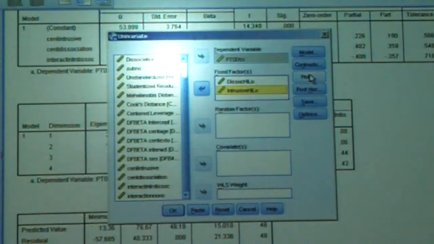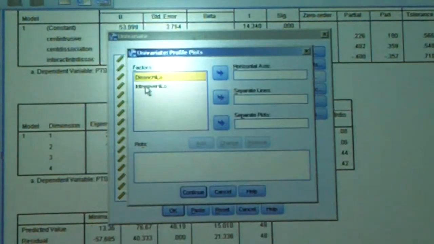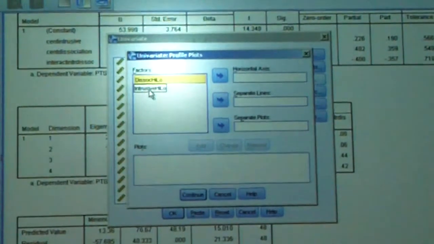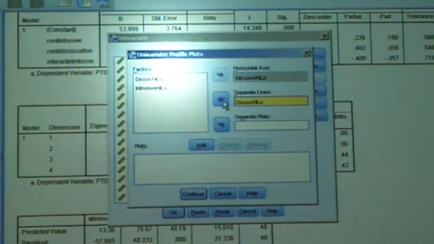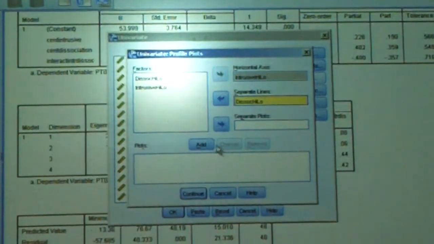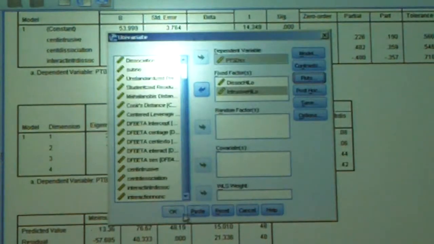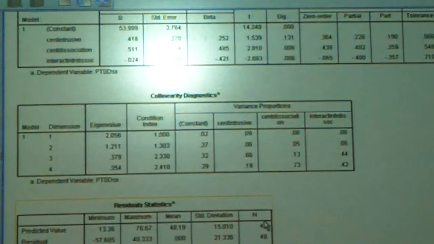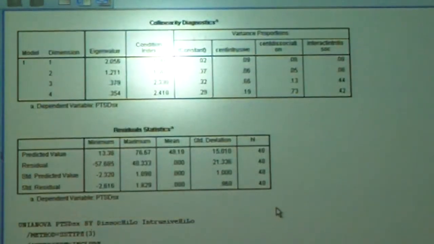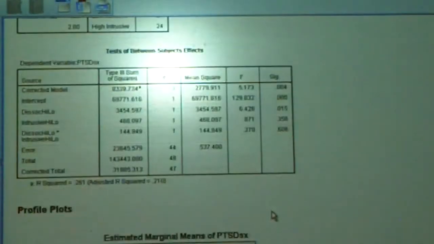And now under plots, which one do we want on the horizontal, Connie? Which way did I do it on the graph I gave you? I forgot. Intrusive high-low? Yes, you split up. Intrusive's on the x-axis, right? I think so. Yeah. Okay. You could do it either way, but it probably depends on what you're thinking would happen. So now we'll be able to see where that interaction is coming from.